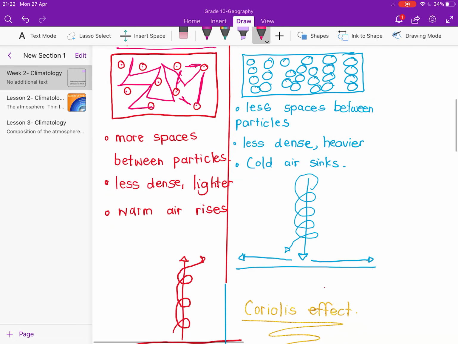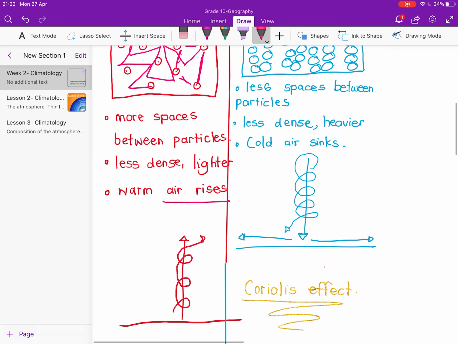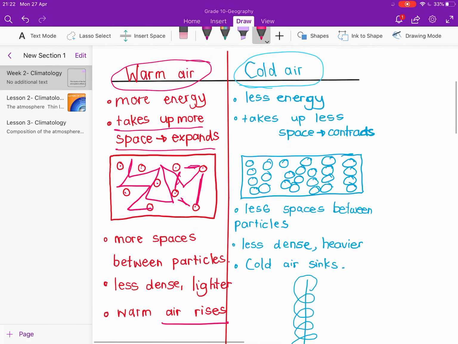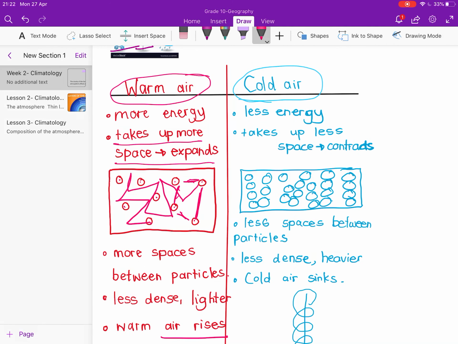All right, so there's more space between the particles. It is less dense and it is lighter. And that is often, guys, because this air is lighter, that is why this type of air rises up. So warm air rises, cold air sinks. All right, I want you to copy these diagrams even more beautifully into your books.